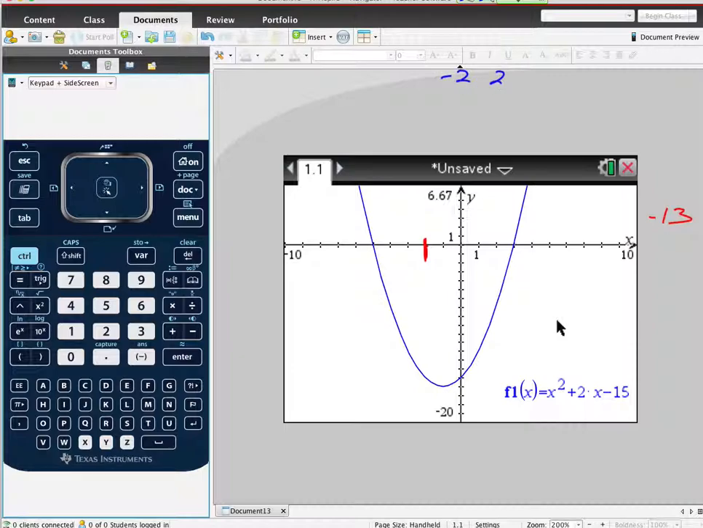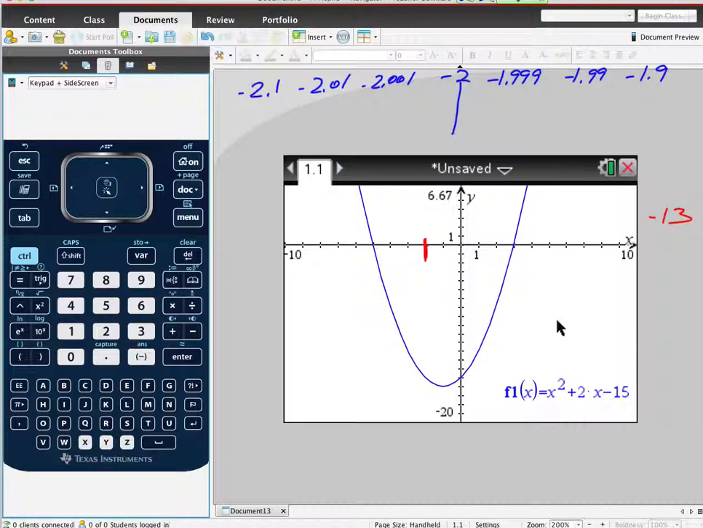And I'm going to plug in -1.999, -1.99, and -1.9 on the right. Any ideas on what I want to plug in on the left? -2.1. Good. So let's plug in -2.001, -2.01, and -2.1. So we're interested in the y values as we get closer and closer to -2.